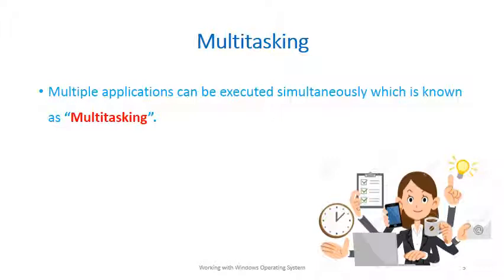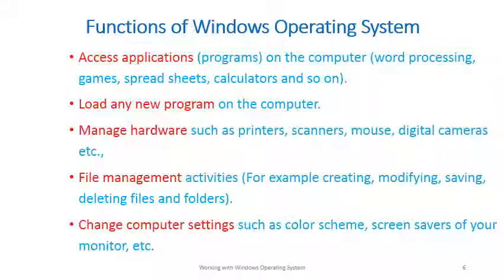Next, what is multitasking? Multiple applications can be executed simultaneously, which is known as multitasking. So, multitasking in an operating system allows the user to perform more than one computer task at a time. That is, at a time we can open Paint, PowerPoint, MS Excel and all. So, this is what multitasking is.